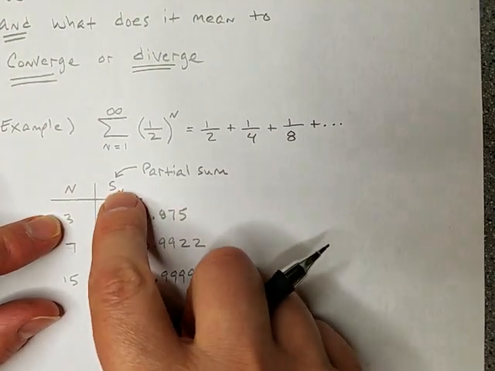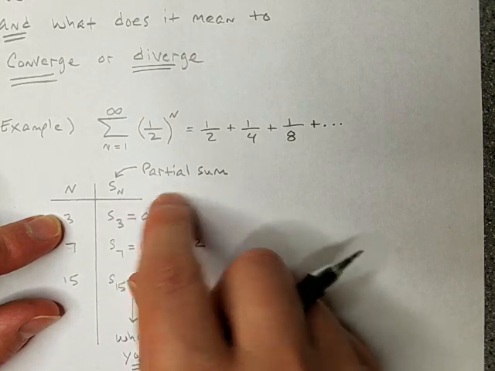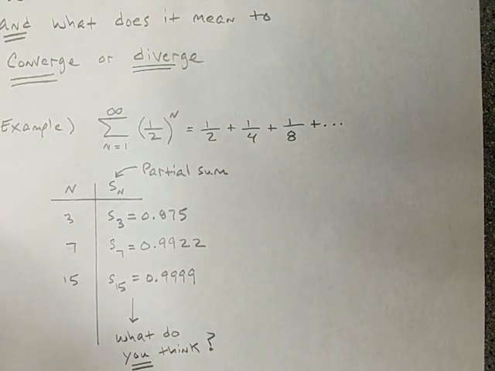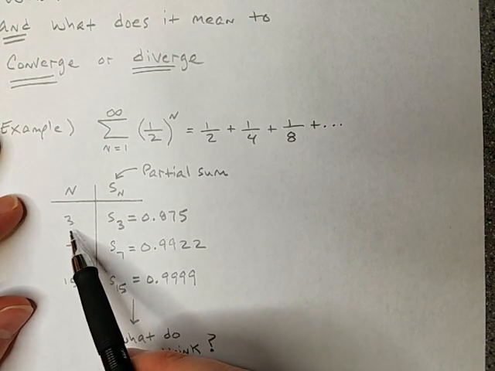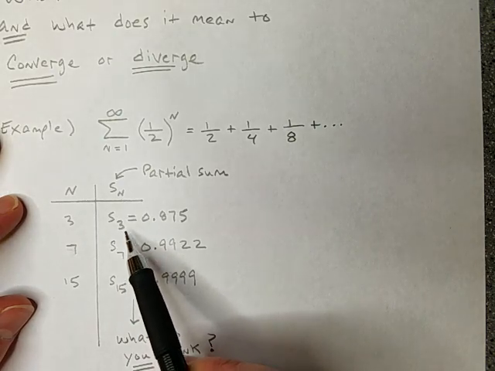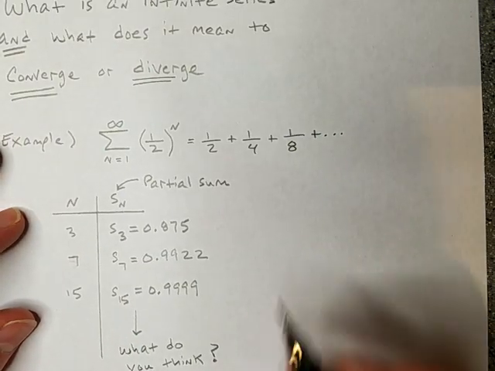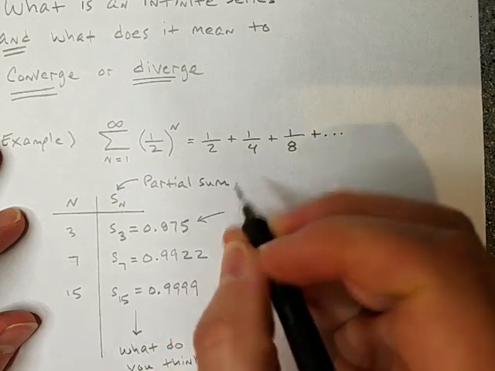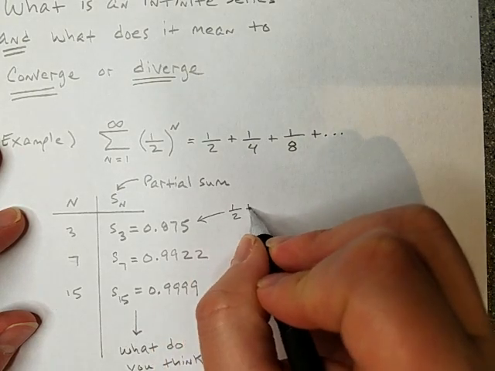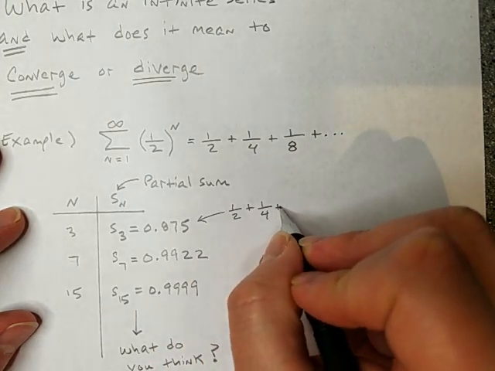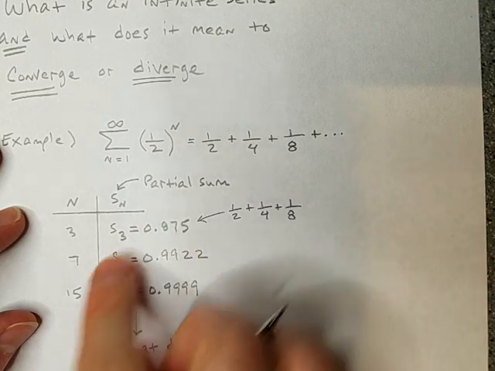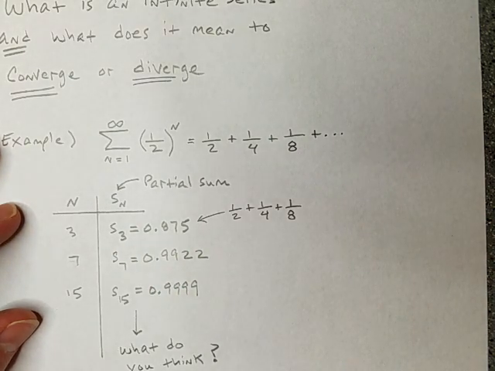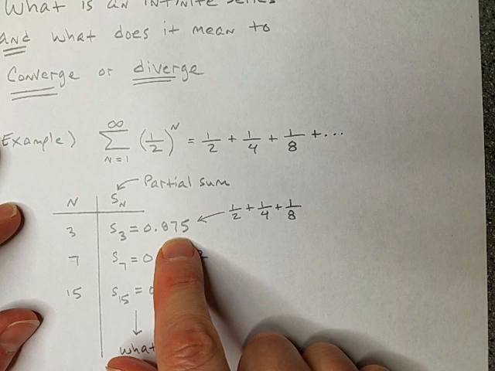So here, S sub n is the sum of the first n terms. That's how we always use our notation with an infinite series or a finite series. So say I let n be 3. S sub 3 is the sum of the first 3 terms. All it means is, what would you get if you took 1/2 plus 1/4 plus 1/8? That's what the partial sum S sub 3 is. That happens to be 0.875.